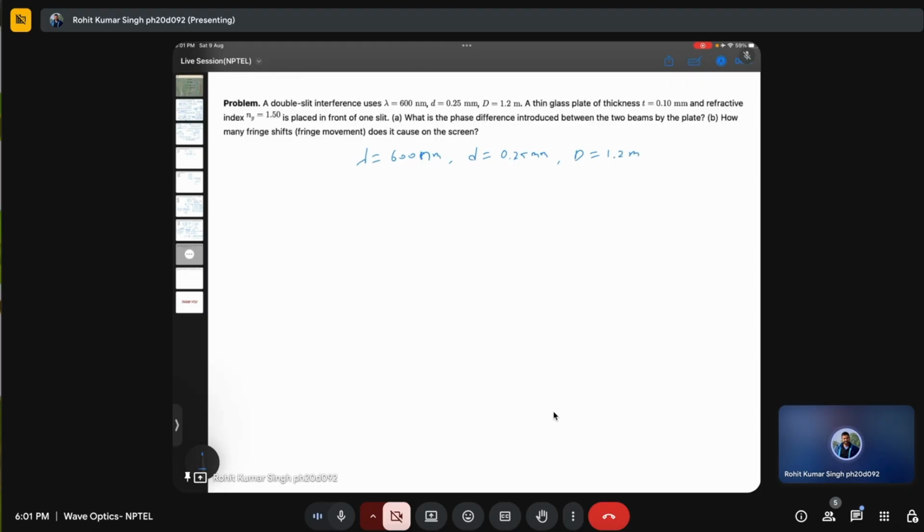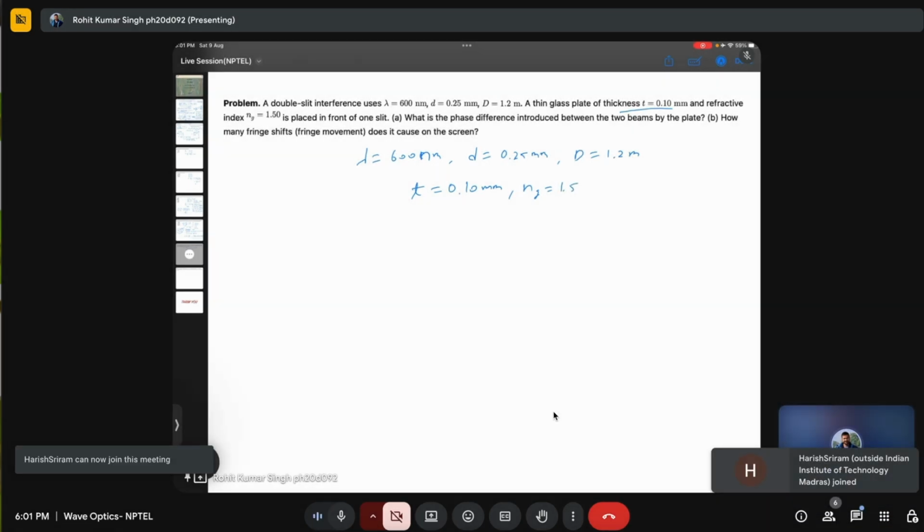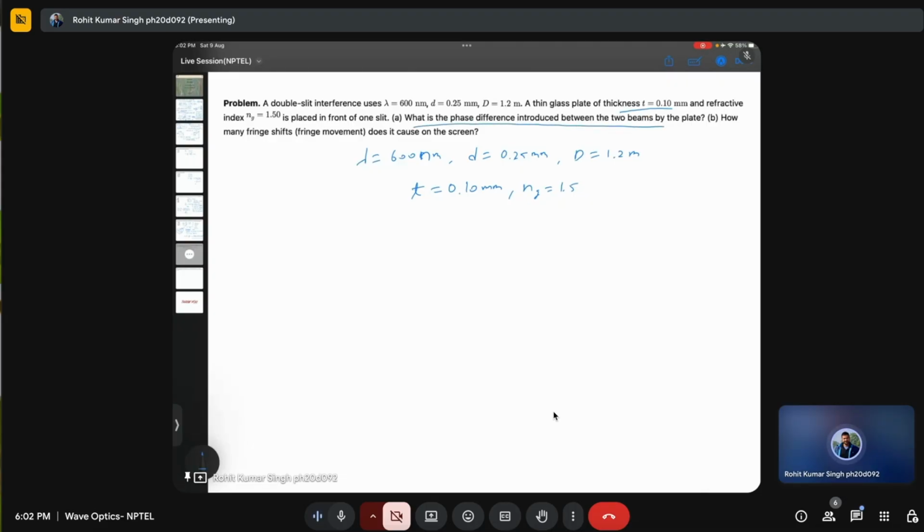And now the question says, if we introduce a thin glass plate of thickness 0.10 mm, its refractive index is given, the refractive index of the glass is 1.5. Okay, and the question is, what is the phase difference introduced between the two beams by the plate, and how many fringe shifts does it cause on the screen?